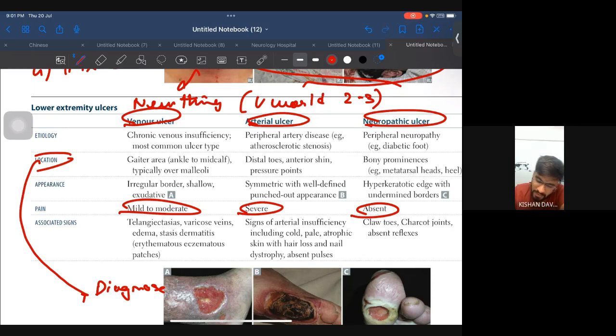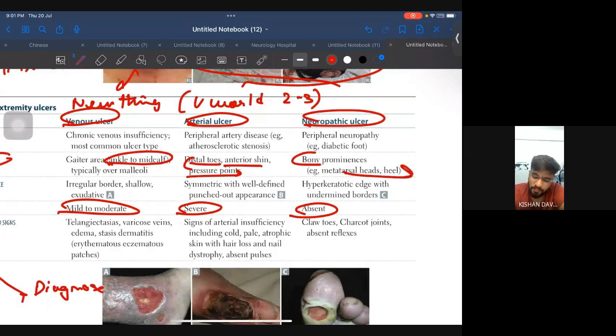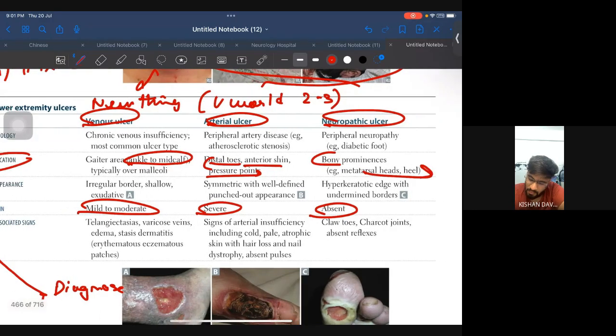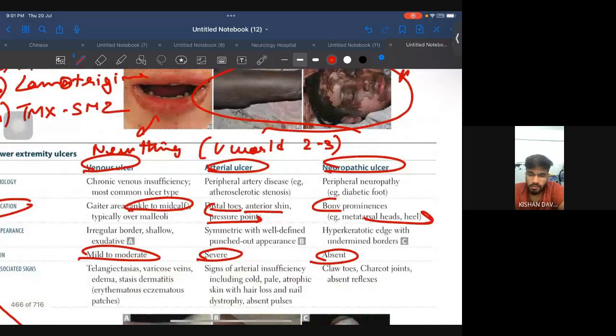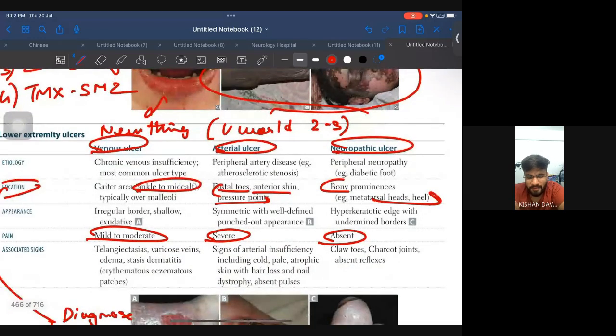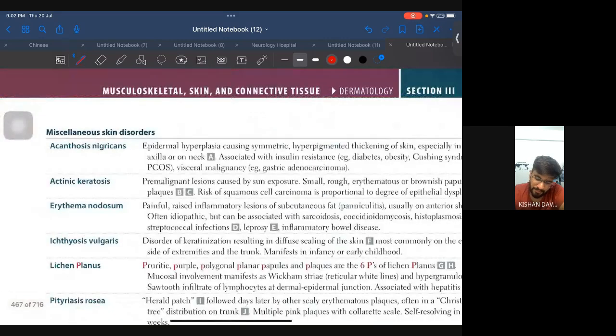Okay, the first one: ankle to middle calf is venous ulcer; distal toes, anterior shin and pressure points is arterial ulcer; and bony prominences, that is metatarsal head and heels, is neuropathic ulcer. Okay, that's it. The rest you can just see. You just have to identify which ulcer they are talking about. So venous has these 2 points, arterial has these 2 points, neuropathic has 2 points. That's it. Okay. Moving ahead.